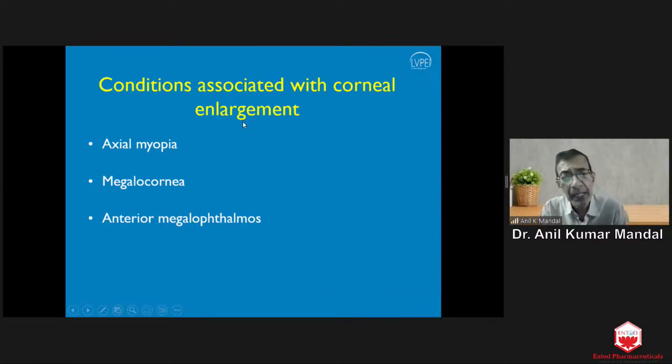Now, other differential diagnoses related to corneal enlargement may be axial myopia, isolated megalocornea, anterior megalophthalmos. So in a situation where the corneal diameter appears larger, with the typical appearance of primary congenital glaucoma, but the cornea is clear, the anterior chamber is deep, and the pressure is normal. Sometimes true primary congenital glaucoma can manifest like that, but we have to be very careful in differentiating, because isolated megalocornea without glaucoma is a non-entity.